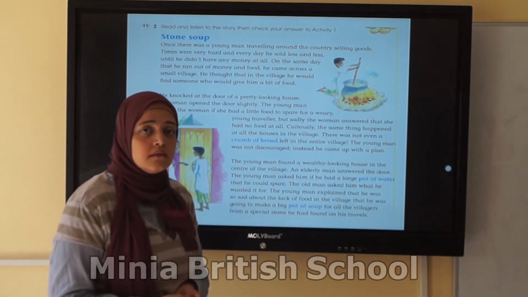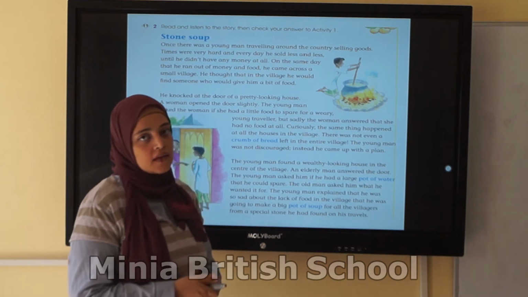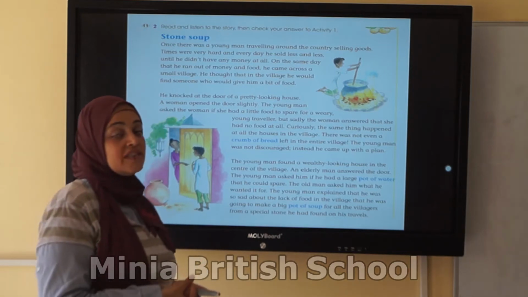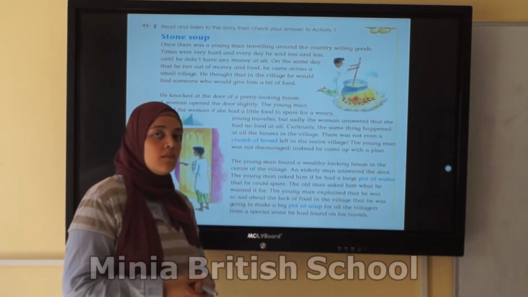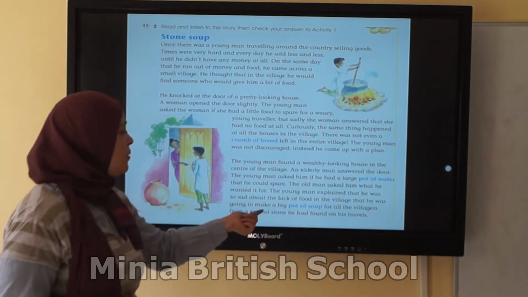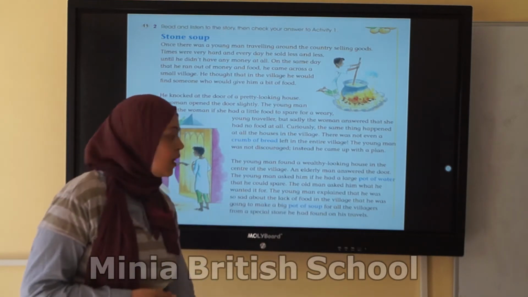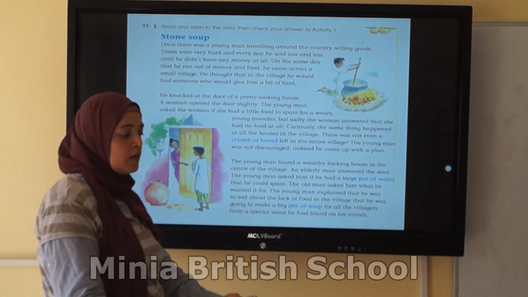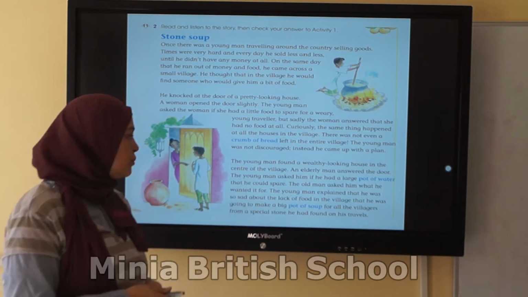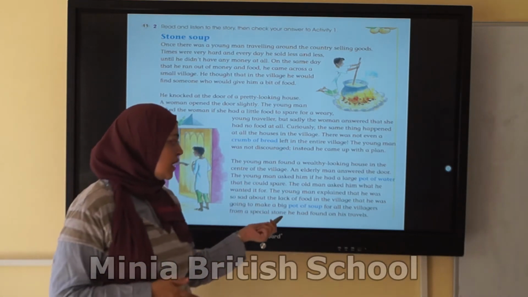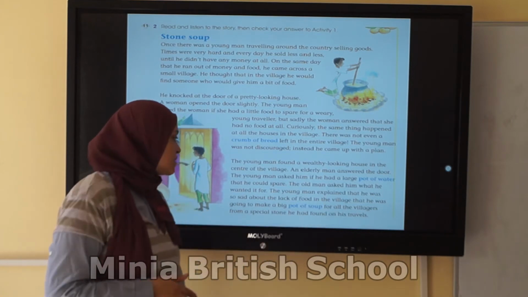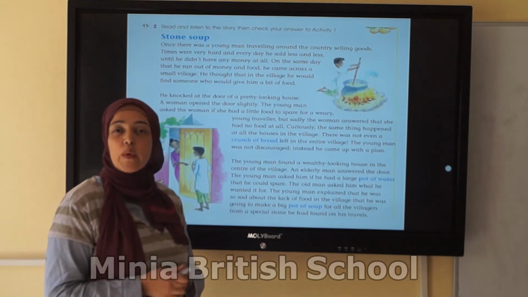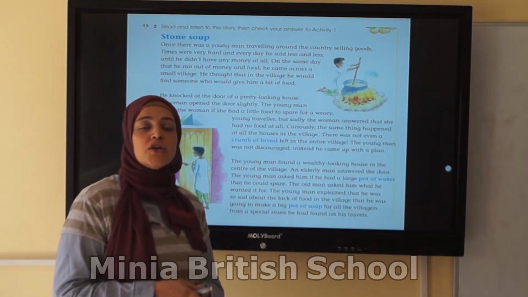So, the man explained to the older man that all the people in his village didn't have any food. He would help them, and how he would help them was by making a pot of soup for all the villagers. So he would make a very big container of soup from a special stone he had found on his travels. Special stone. Okay, by the way, he made the man curious.